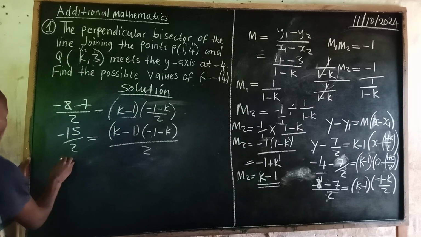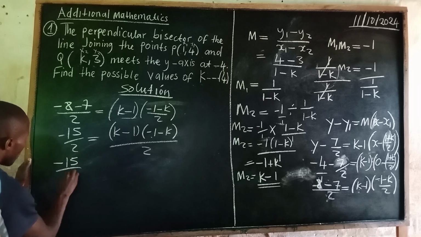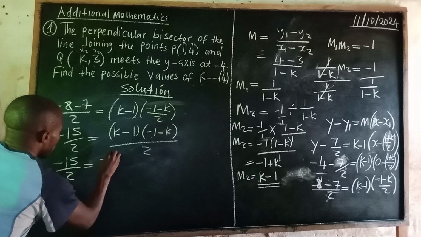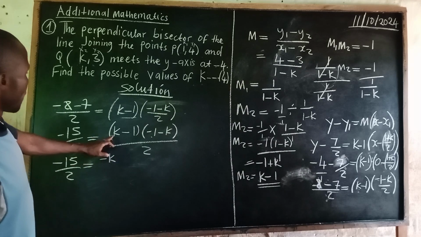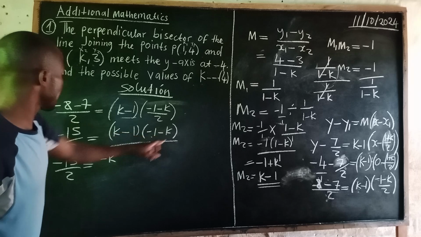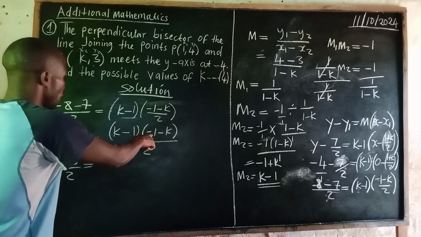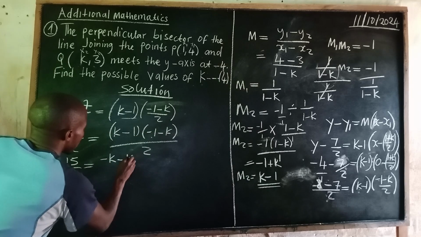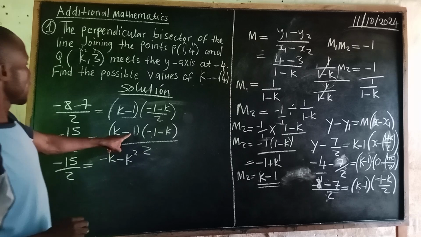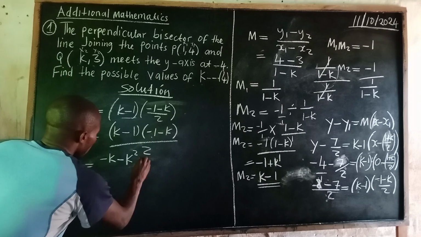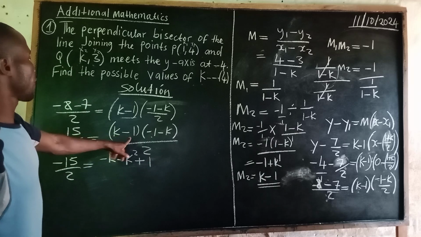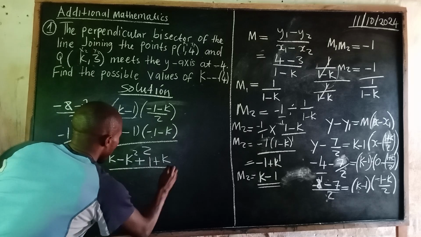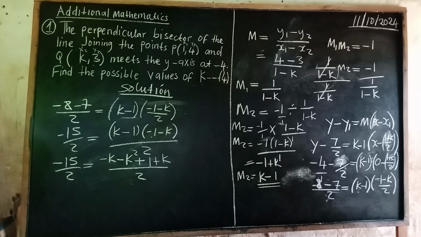So now from there, we can bring this one down over 2, because k times negative 1, the answer is negative k. Then k times negative k, it's negative k squared. Then negative 1 times negative 1, we are going to have positive 1. Then negative 1 times negative k, we are going to have positive k. Over 2. We are still moving.